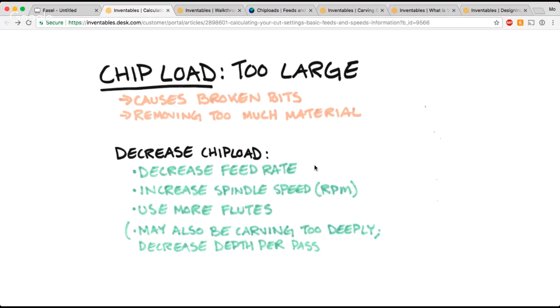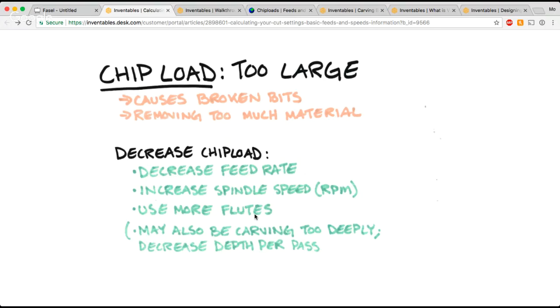So the #1 cause of broken bits is that your chip load is too big, and basically you're trying to remove too much material at one time. So in our case, the best thing to do is try to decrease your feed rate. Basically you're trying to remove material too quickly because your machine is moving too quickly across the surface, or maybe your spindle speed is too slow relative to how quickly your machine is moving. So I would not recommend increasing your spindle speed. I would recommend trying to decrease your feed rate first, or use more flutes so that you're carving out smaller chunks of your material each time.